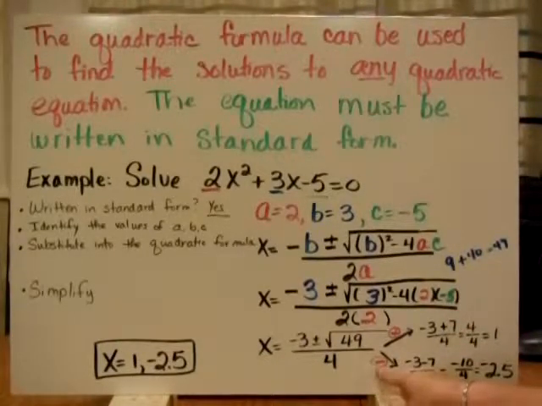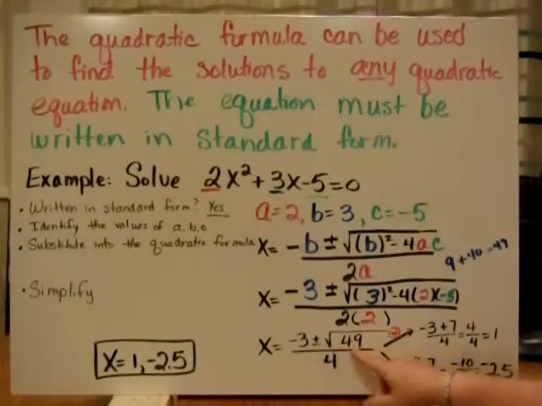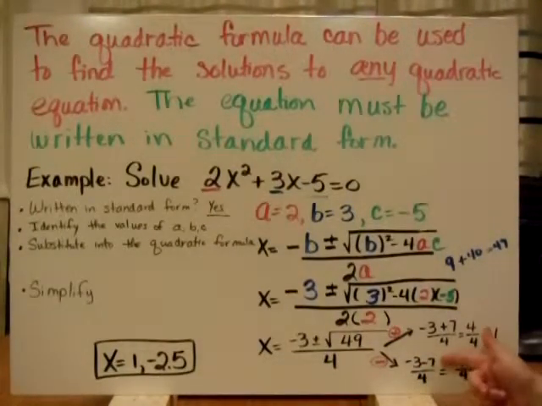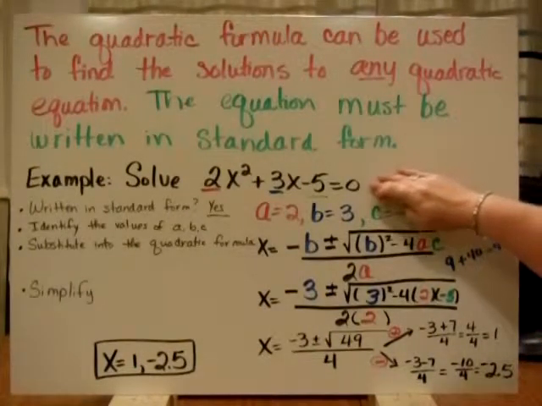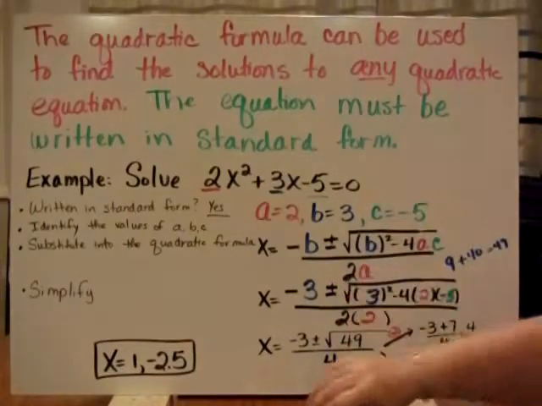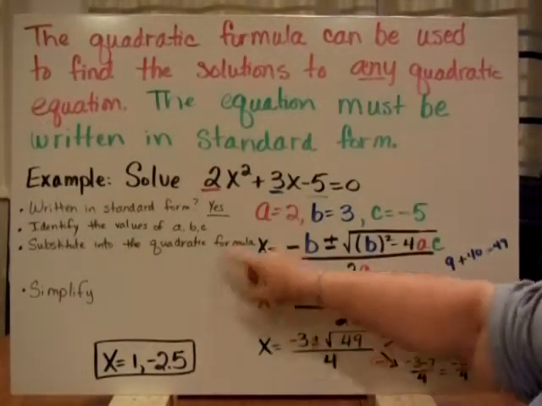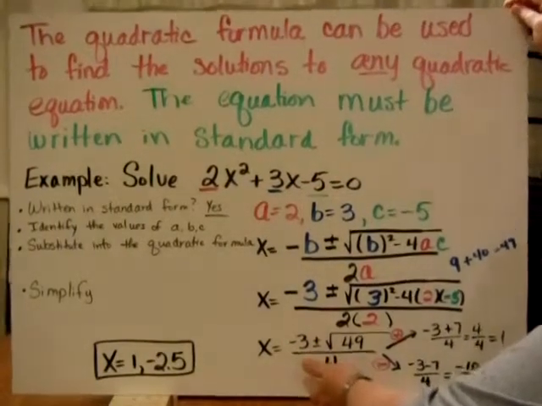The second part of this, we said we had to subtract, so we take a negative 3 minus the square root of 49, which is 7, divided by 4. We said this is a grouping symbol, so we have to do this step first. Negative 3 minus 7 is a negative 10, divided by 4 gives you a negative 2.5. So for this quadratic equation, the two solutions are 1 and a negative 2.5. So if you plugged either one of those numbers into x, you would get a value of 0.